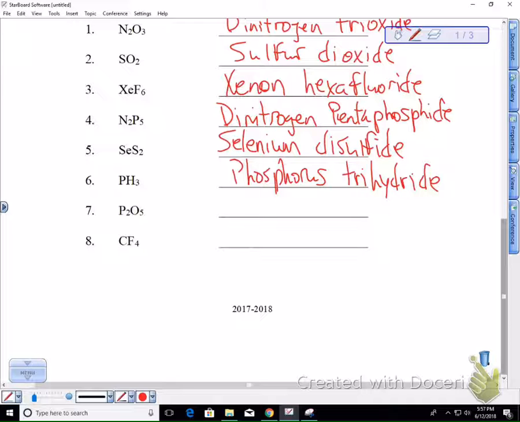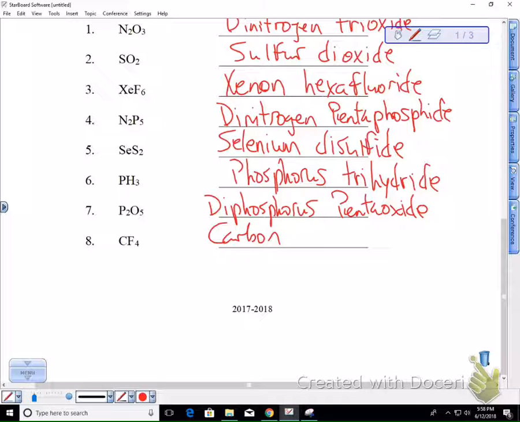All right, and the last 2, we have 2 phosphorus, so that we will start with diphosphorus pentaoxide for the 5 oxygens. And then finally, number 8, 1 carbon, so we just say carbon. 4 is tetrafluoride.